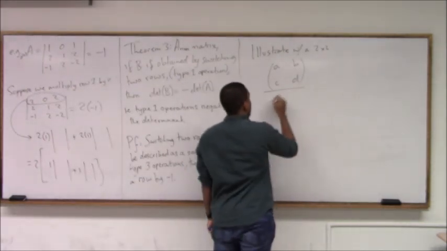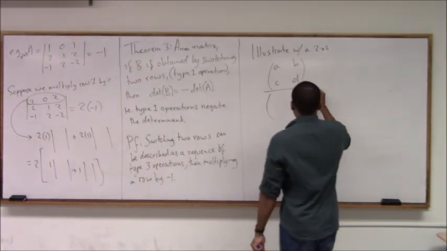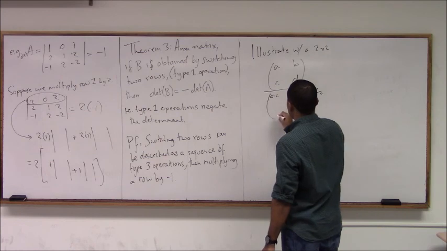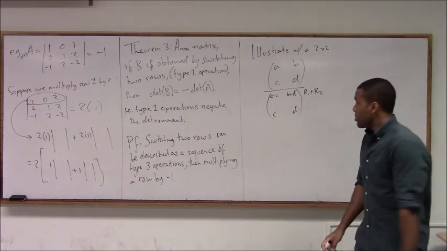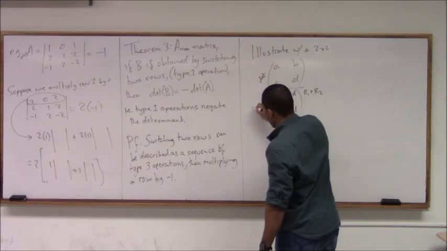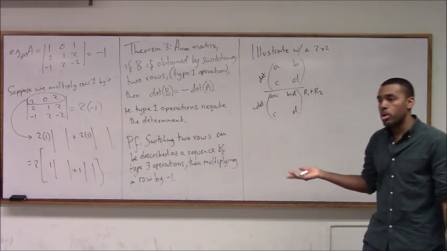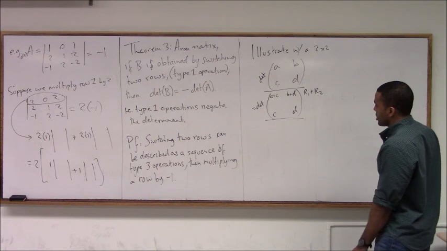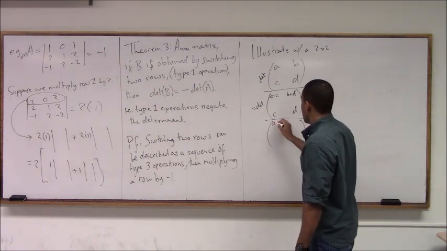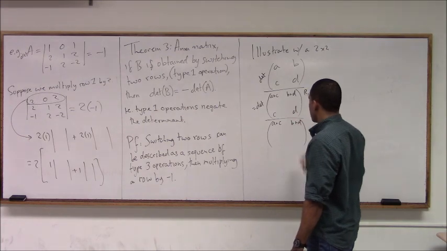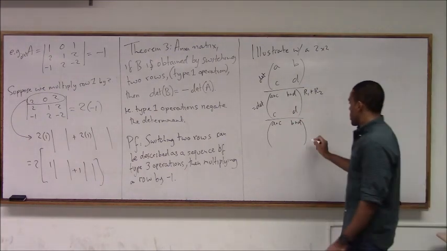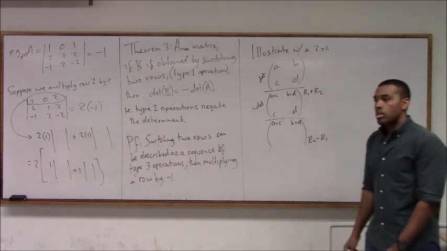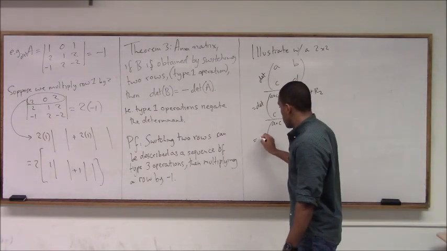Well, let's do one thing. I'm going to add row 1 and row 2. So I have A plus C, B plus D, C, D. Notice, by the way, that the determinant of this is equal to the determinant of that, because adding two rows is a type 3 operation. Here's what I'm going to do next. This is A plus C, B plus D. I'm going to take row 2 minus row 1. Again, that's a type 3 operation, so the determinant of this is equal to the determinant of that.